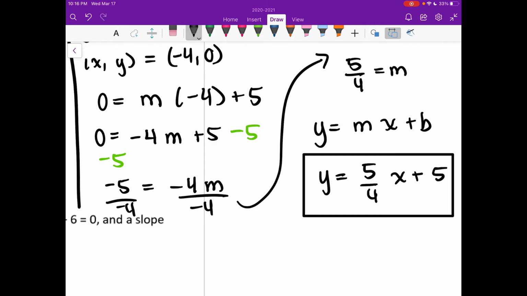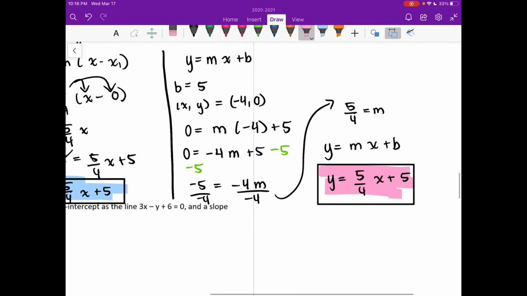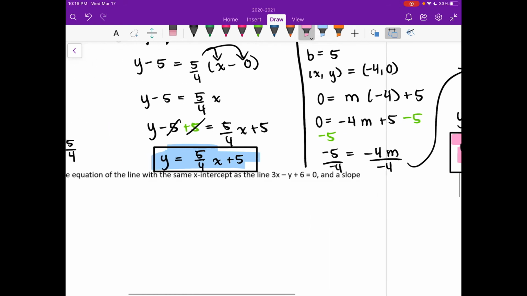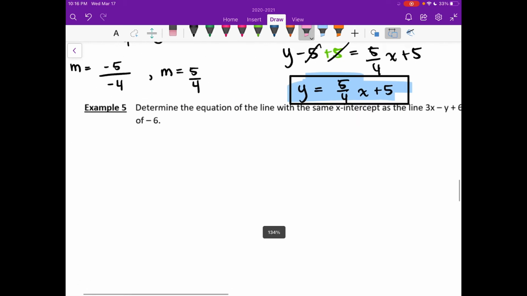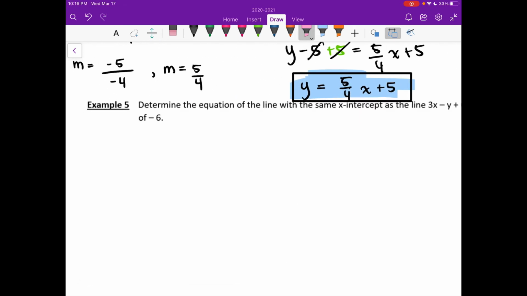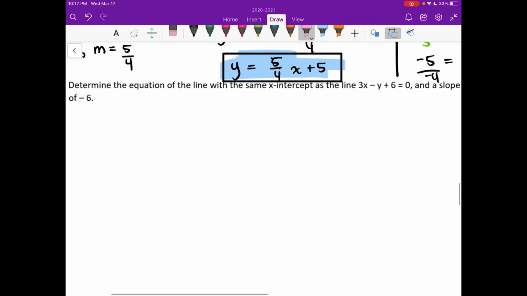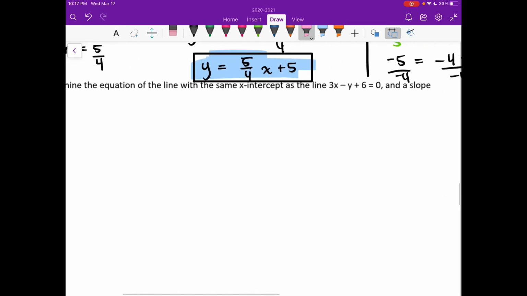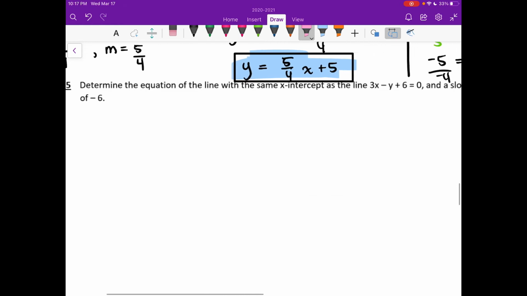A little bit of a faster way of doing this, but again, whichever way you're most comfortable with, you do that way. Okay? So for the next one, I'm going to determine the equation of the line with the x-intercept that is the same as 3x minus y plus 6 and the slope of -6.